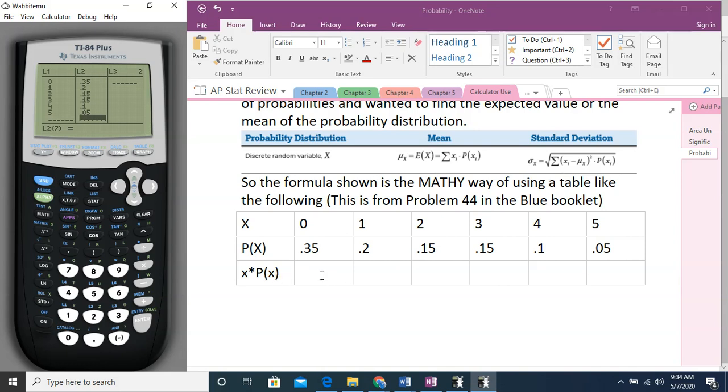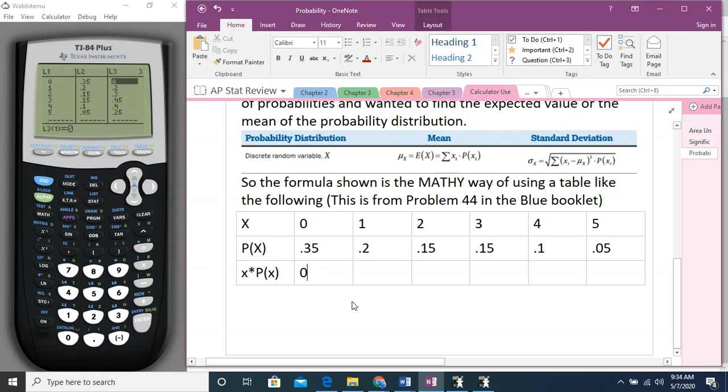So if I want to find my expected value for the contribution of each of these, then I can set L3 equal to the product of L1 and L2. So I'm going to go up into my L3 area up top, and I'm going to say L3 is equal to L1 times L2. And now I can enter these. Okay, so you could have done this by hand, but the calculator does do it for you.